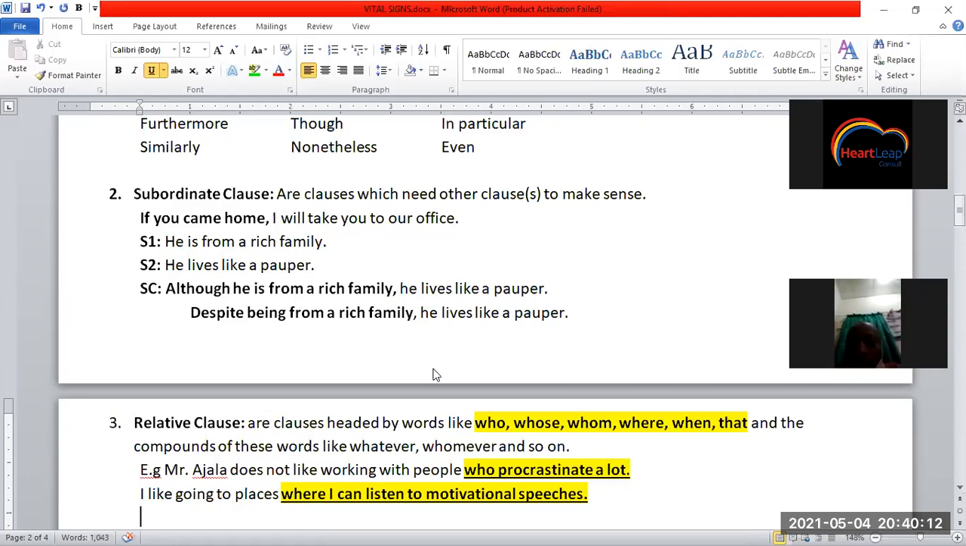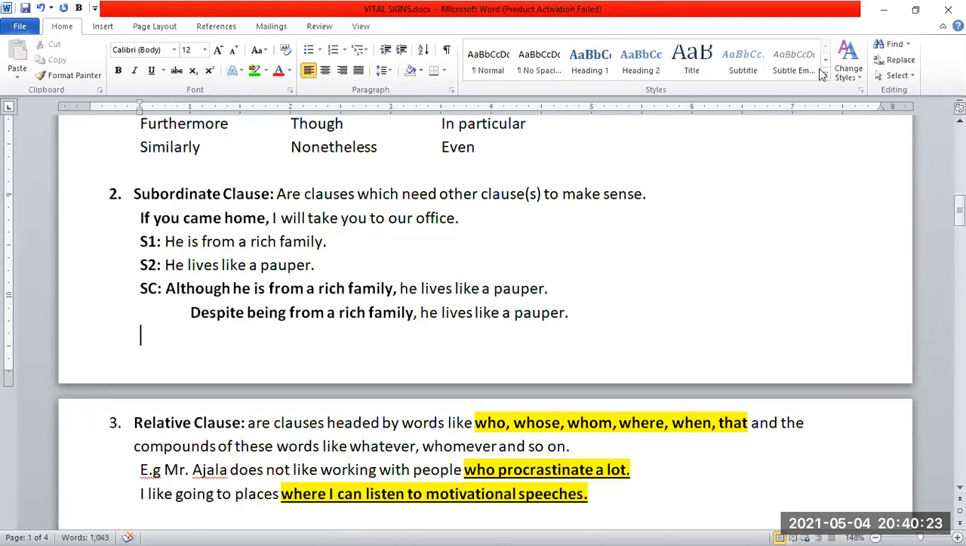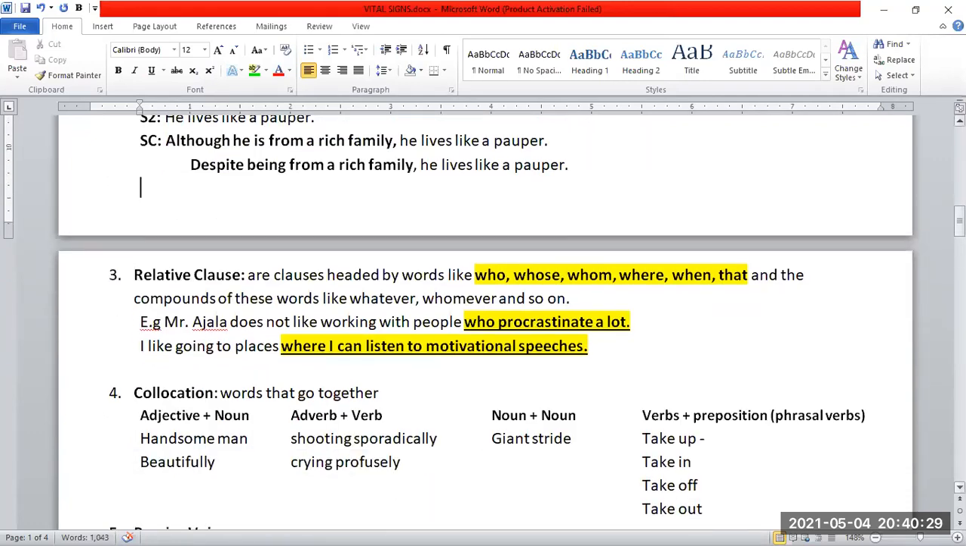Moving on, we have the third one, which is relative clause. We have 20 minutes to the end of class, so let's quickly see how far we can go. Now, relative clause. Relative clauses are clauses headed by words like who, whose, whom, where, when, and that, and their compounds.